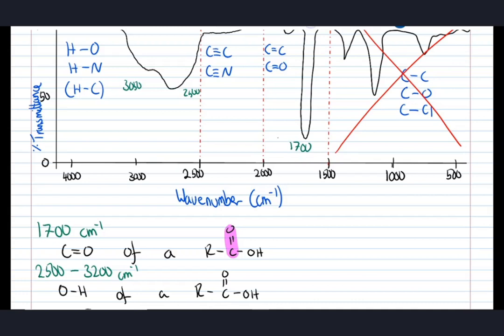Now we're in the excellent position here because we have both parts of the functional group. So we can determine that whatever we have sampled here, the sample must be a carboxylic acid. And that is how we interpret infrared spectra.